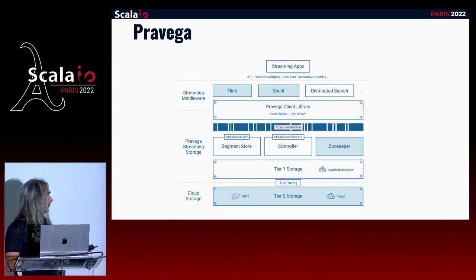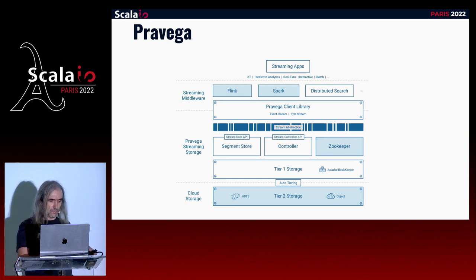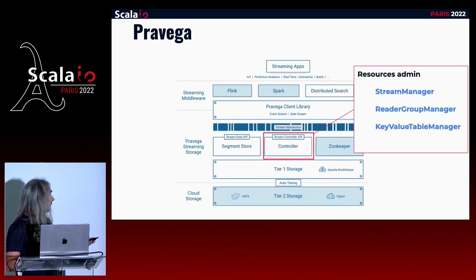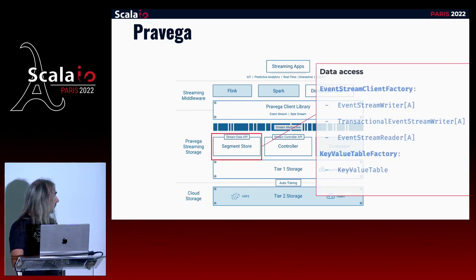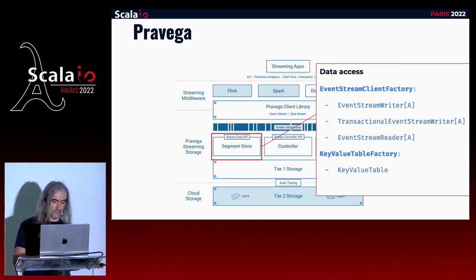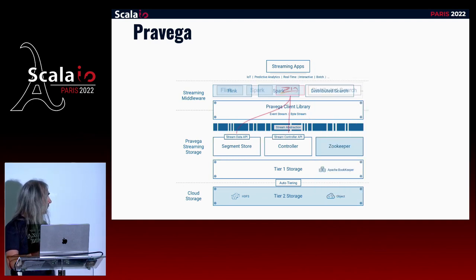Pravega, from a high-level point of view, is a streaming engine with a Java API, and you can use classical streaming processors like Flink and Spark to integrate with. There are two main APIs. One API is to manage the resources, to create the topics, to delete them, to close them, to handle the consumer groups or reader group managers, and key-value tables. And another API to consume the data. That's the aim of the product.